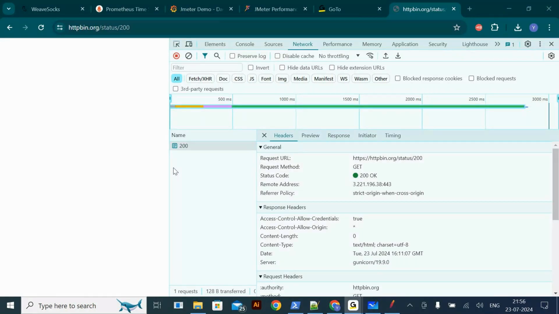So, what are the maximum users we can test in JMeter? No limit. The only limit is your resources. If your CPU is hitting 100%, you need to add another CPU. As you increase the users, your CPU usage will increase.